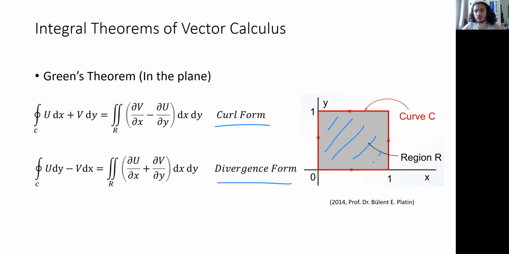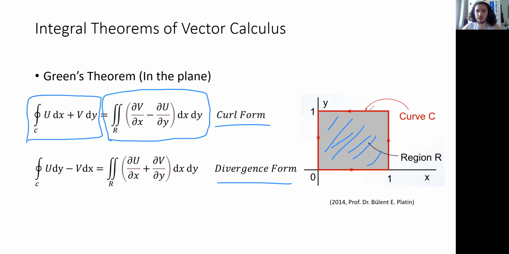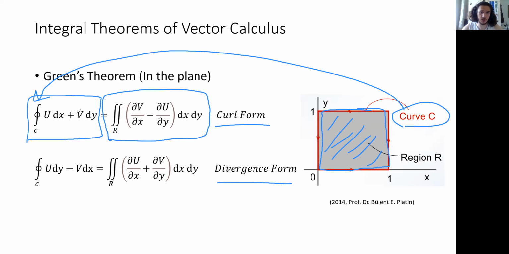If you want to find the curl in a region, you can do this with a double integral of the curl over the region. Or even simpler, you can take this cyclic integral around the region, the curve C integral. If you know u and v, you can do that. You don't need to get into the region. And on the divergence form, if you want to find the divergence in the region, you can simply do that cyclic integral. The form changes, obviously. This is the curl form. This is the divergence form.